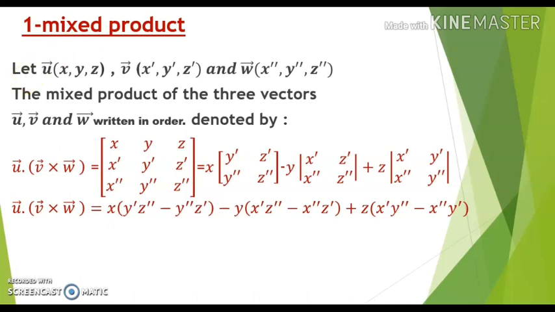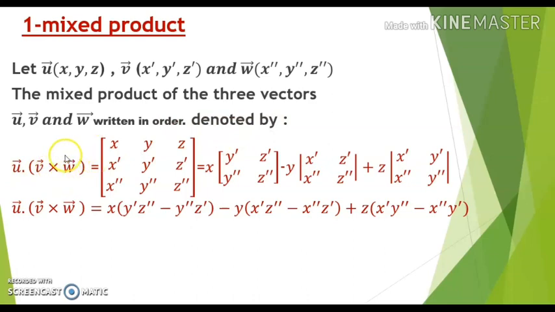It's a mix between the scalar product and the cross product. For this, take these three vectors u, v, and w, where x, y, z are the coordinates of the vector u, and x prime, y prime, z prime are the coordinates of vector v, and x double prime, y double prime, z double prime are the coordinates of vector w. The mixed product of the three vectors u, v, and w, written in order, is denoted by u dot v cross w.